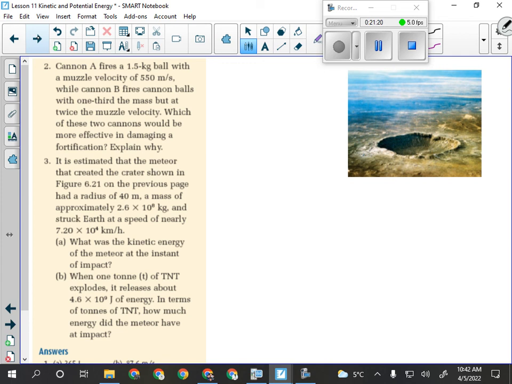So I'll give you a little bit of time on that one. And then you can do the one about meteor crater, because when things go really fast, they can make those big holes in the earth. You know, that whole dinosaur getting wiped out.